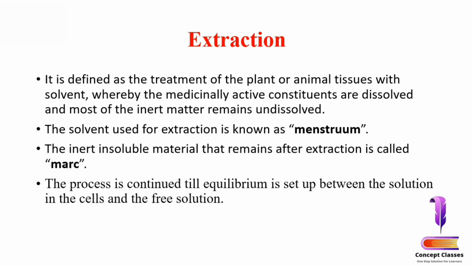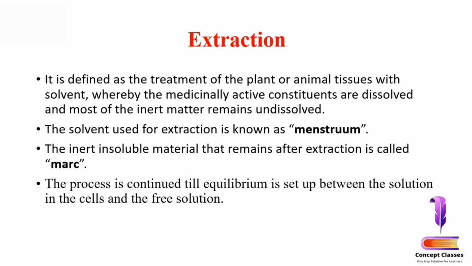What is extraction? Extraction is the process of separating the active principles from the crude drug by using any suitable solvent or a mixture of solvents. So it's the treatment of the plant or animal tissues with solvent so that the medicinally active or the biologically active constituents get dissolved into the solvent, and most of the inert matter that remains undissolved after extraction is known as marc, and the solvent which we use for the extraction is known as menstruum.